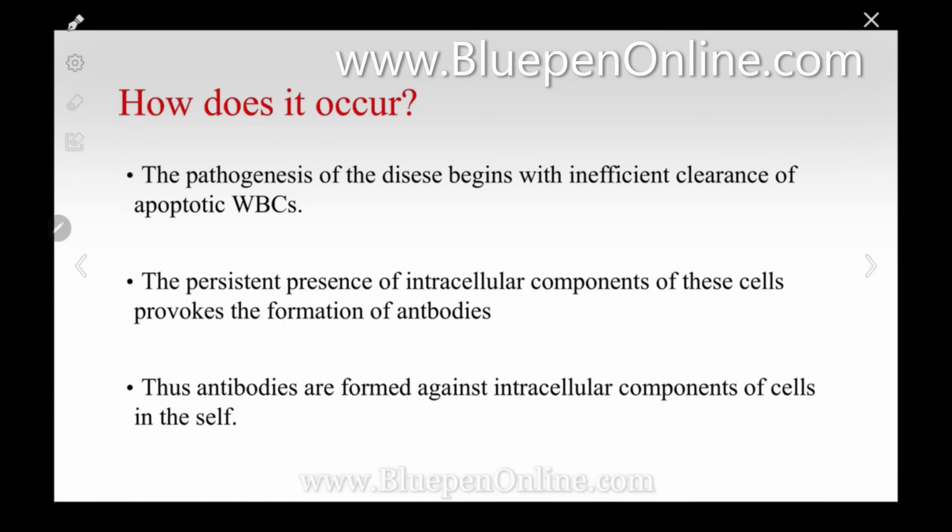How does it occur? The pathogenesis of this disease begins with inefficient clearance of apoptotic WBCs. The persistent presence of intracellular components of these cells provokes the formation of antibodies. Thus, antibodies are formed against intracellular components of cells in the self.